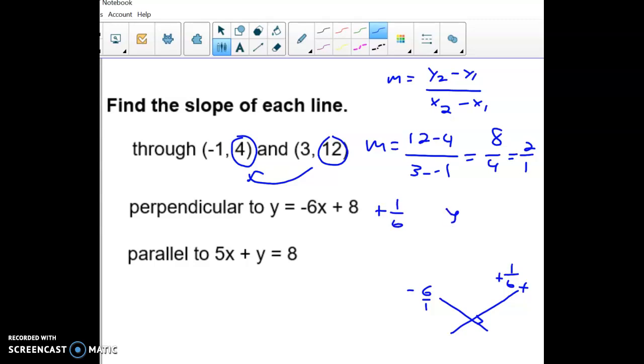So if we need to be perpendicular, we have positive 1/6. And please note that we're not writing the equation, right? We're not doing an mx plus b equation here. We're just doing the slope part, just the m part of that equation. We'd have to do something else to figure out the y-intercept.